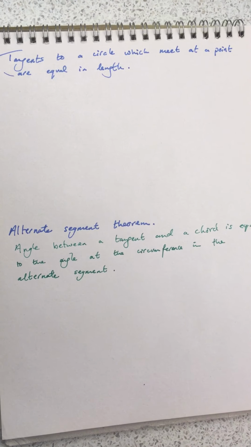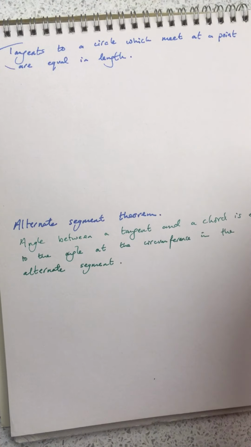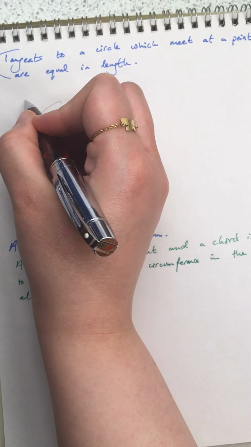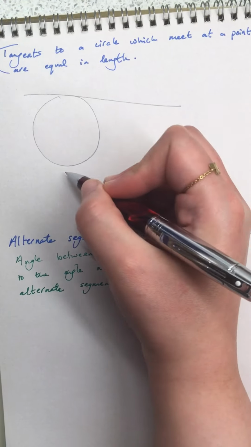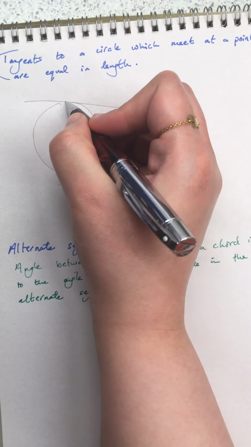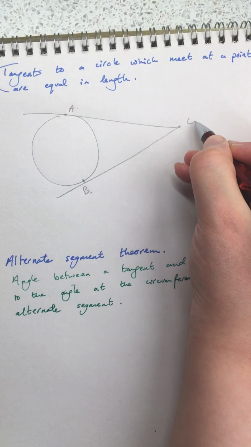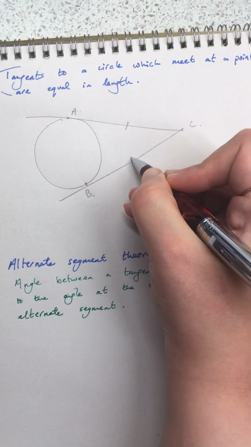Here we have tangents to a circle which meet at a point are equal in length. So that means if I have a circle and tangents that meet at a point, so if I call this A and that point B, they meet at C, I want to prove that these two are equal.